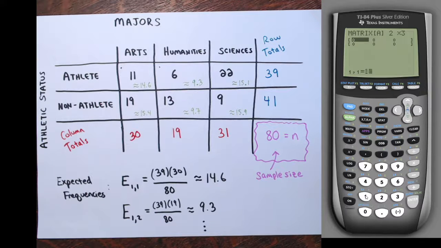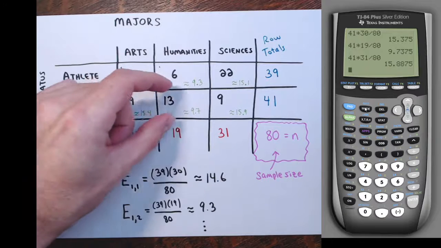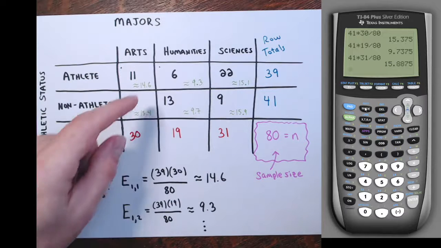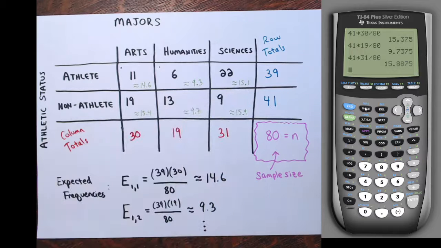So we have 11, 6, 22, 19, 13, and 9. And I get out of here, quit. And then to get the matrix with all the expected counts, if you want another 2-row, 3-column matrix with these expected counts, you're going to just run the chi-square test.